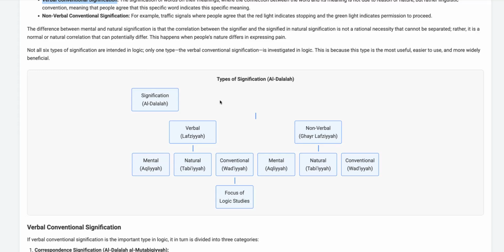So here we see dalala and its types, verbal, nonverbal. Within our focus, we're taking verbal, conventional, meaning its usage. Wada'iyya. Dalalatu wada'iyya, which is related to lafz. So ad-dalala, lafziyya, wada'iyya. The rest we're not concerned with. And here we start to see how Islam is breaking away from the Greeks and breaking away from others in certain areas.